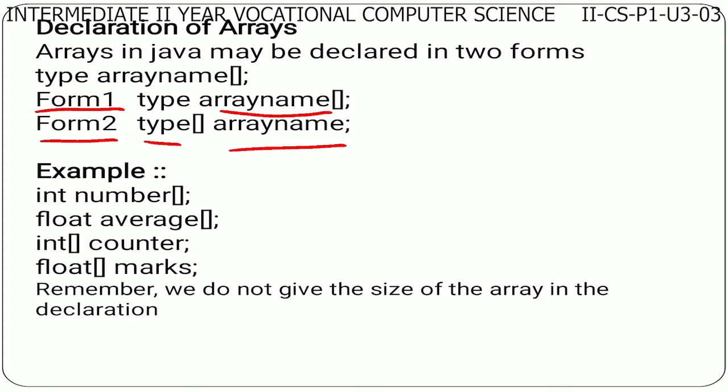Same thing here, we are giving the example. See, in the Form 1 example: int space number brackets semicolon, float space average brackets semicolon. Form 2: int bracket space counter semicolon, float brackets space marks semicolon. So these are the examples of Form 1 and Form 2. And we need to remember that while declaration of arrays, we need not mention size. Size should not be given in declaration of arrays.